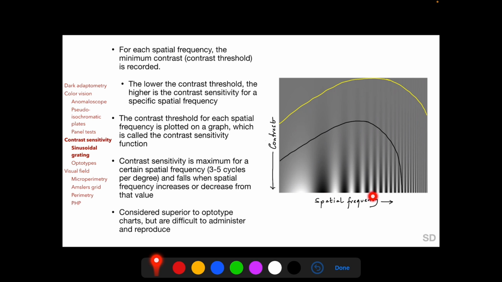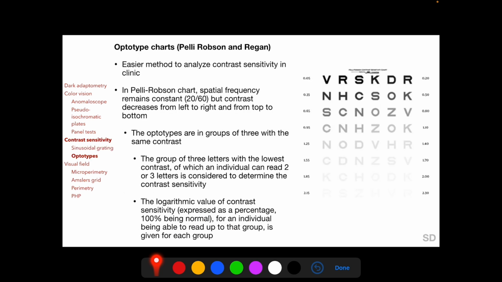Spatial frequency gratings are considered superior to optotype charts for contrast sensitivity testing but are difficult to administer and reproduce. Optotype charts such as Pelli-Robson and Regan are easier methods to analyze contrast sensitivity in the clinic. In the Pelli-Robson chart, as shown here in this photograph, the spatial frequency remains constant, equivalent to 20 by 60 or 6 by 18 on the Snellen visual acuity, but the contrast decreases from left to right and from top to bottom.